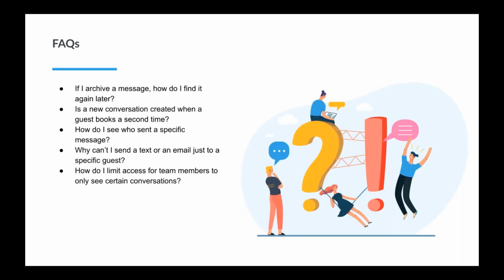And finally, some of our frequently asked questions. If I archive a message, how do I find it again later? When you archive a conversation, it simply moves to your archived conversations view, which you can find in the bottom of the conversations feed. If the guest messages you again, the conversation will automatically move to open conversations view and will be marked as unread, just like any new message.